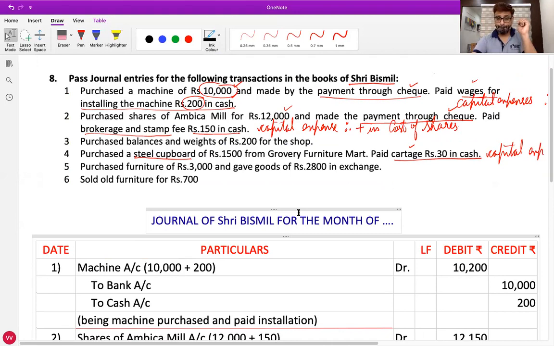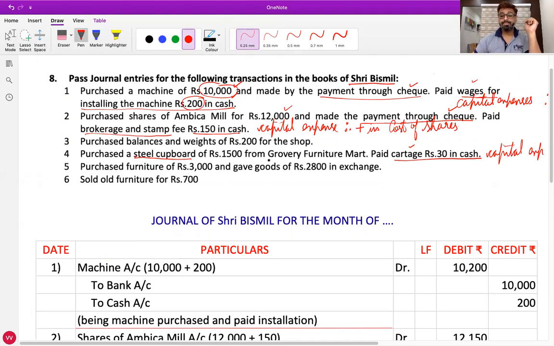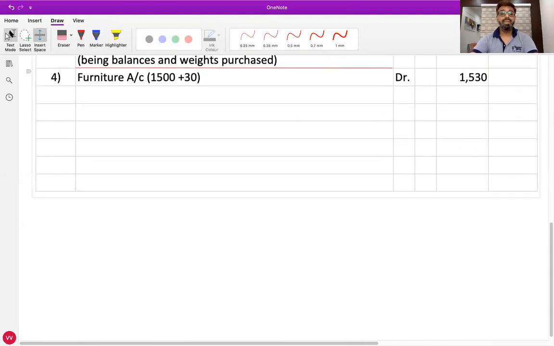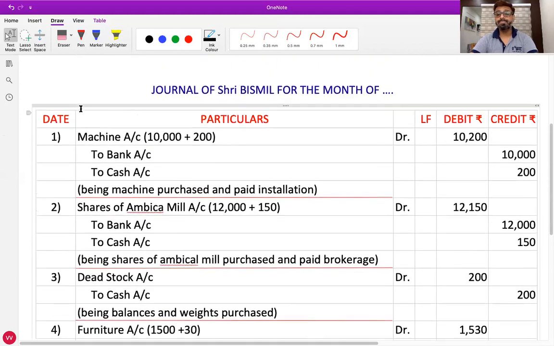Second effect. Grovery Furniture Mart is given. Name is given means it's a credit transaction. Grovery Furniture Mart is the giver. Rule: credit the giver. Therefore, Grovery Furniture Mart account credited rupees 1500. What we have to pay to Grovery Furniture Mart is 1500. Amount payable is 1500.